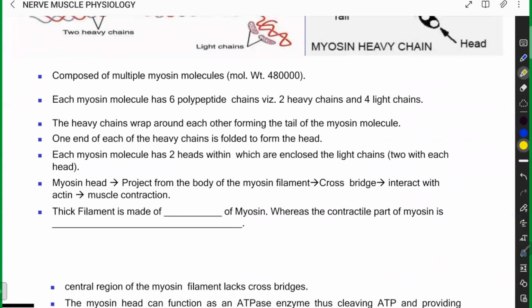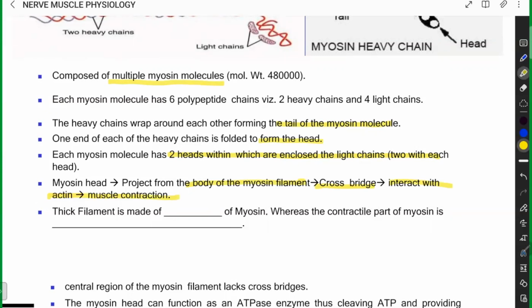So you have this myosin. It is composed of multiple myosin molecules. Each myosin molecule has 6 polypeptides. The heavy chains wrap around each other to form the tail of the myosin molecule. One end of each heavy chain is folded to form a head. Each myosin molecule has 2 heads which enclose the light chains. The myosin head projects from the body of the myosin filament as cross bridges, interacts with actin, and there is muscle contraction.